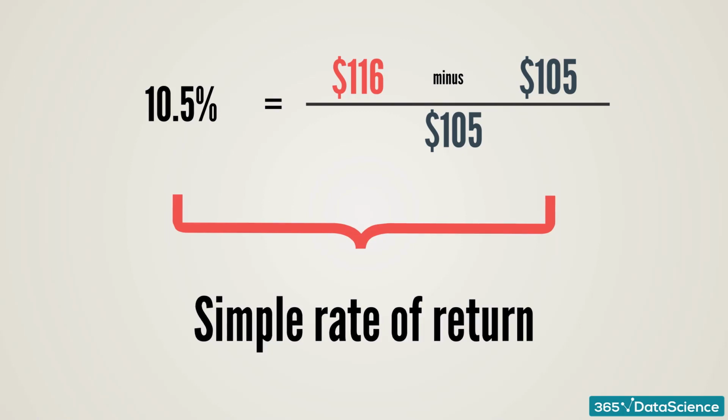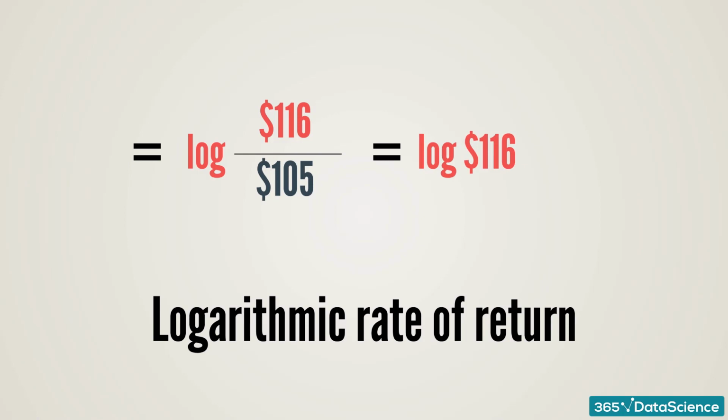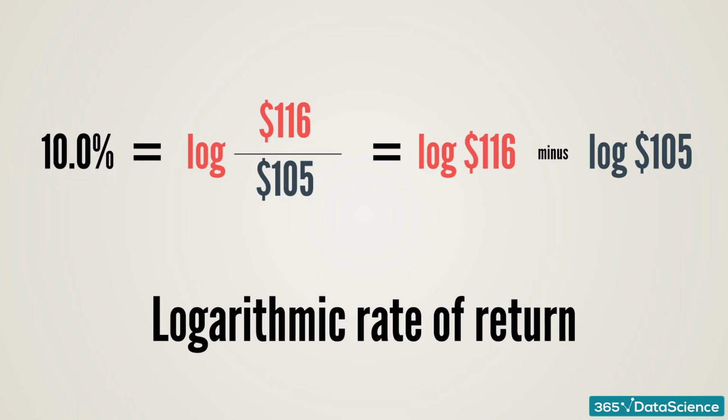If we assume Apple paid a $2 dividend at the end of the year, the rate of return calculation becomes $116 plus $2 minus $105 divided by $105. The simple rate of return becomes 12.4%. Okay, great. We can calculate the logarithmic return of the investment by calculating the logarithm of $116 divided by $105, which is equal to log of $116 minus log of $105. The result we obtain by using the log formula is 10%.